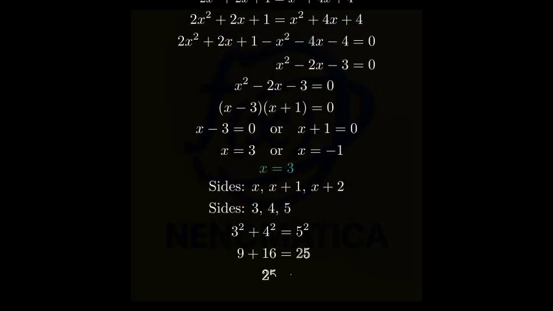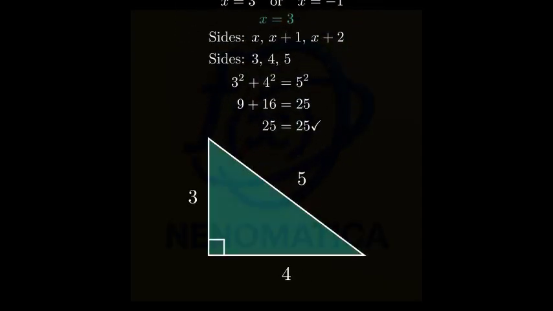Let's double-check using the Pythagorean theorem. 3 squared plus 4 squared equals 9 plus 16, which is 25. And 5 squared is also 25. Perfect! This is an interesting result because it tells us that the 3, 4, 5 triangle is unique in having both the consecutive integer property and the right-angle property.